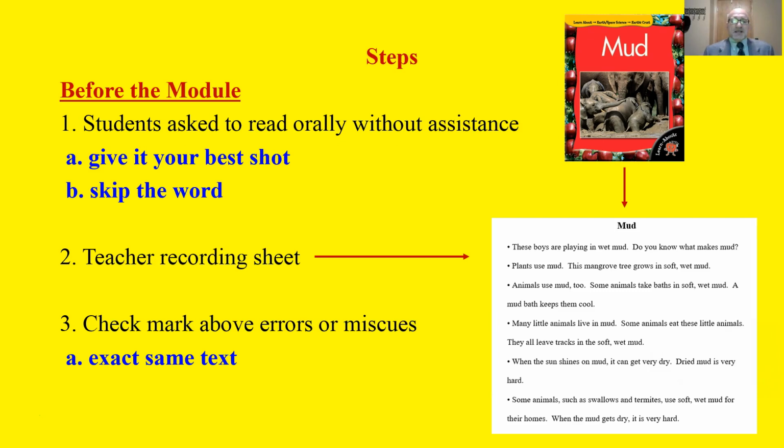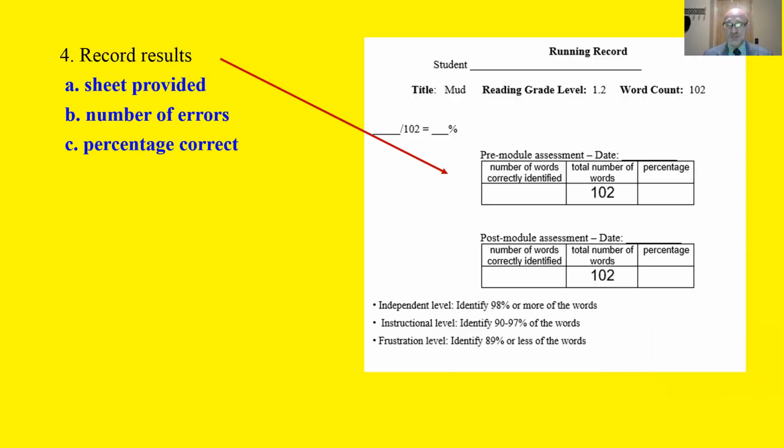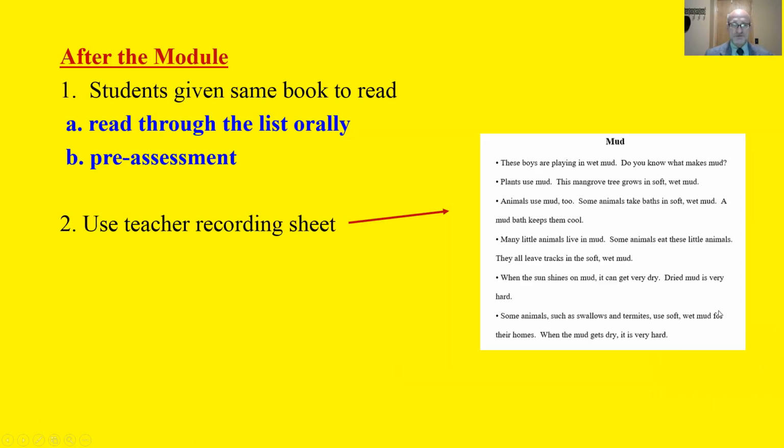The steps. Students are asked to read orally the book without assistance. And again, say, give it your best shot or skip the word if they do not recognize a word. Your recording sheet is the exact text found in the book, except it's printed out on a nice big sheet. Put a check mark or an X above the errors or miscues, and then record the results. All right, the number of errors, and you can figure out the percentage. And on the bottom, you can see if it's the independent, instructional, or frustration levels.